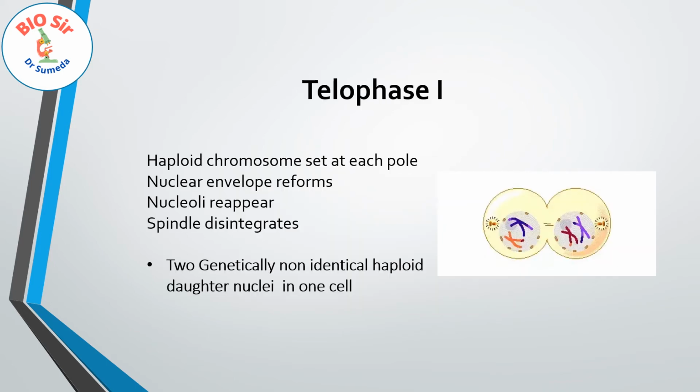And telophase is the last stage of this nuclear division, and we will have haploid chromosomes. A nuclear envelope reforms, and we will see the nucleoli reappear, and the spindle will be disintegrated. As a result of this nuclear division, in telophase 1, we will have 2 haploid nuclei.